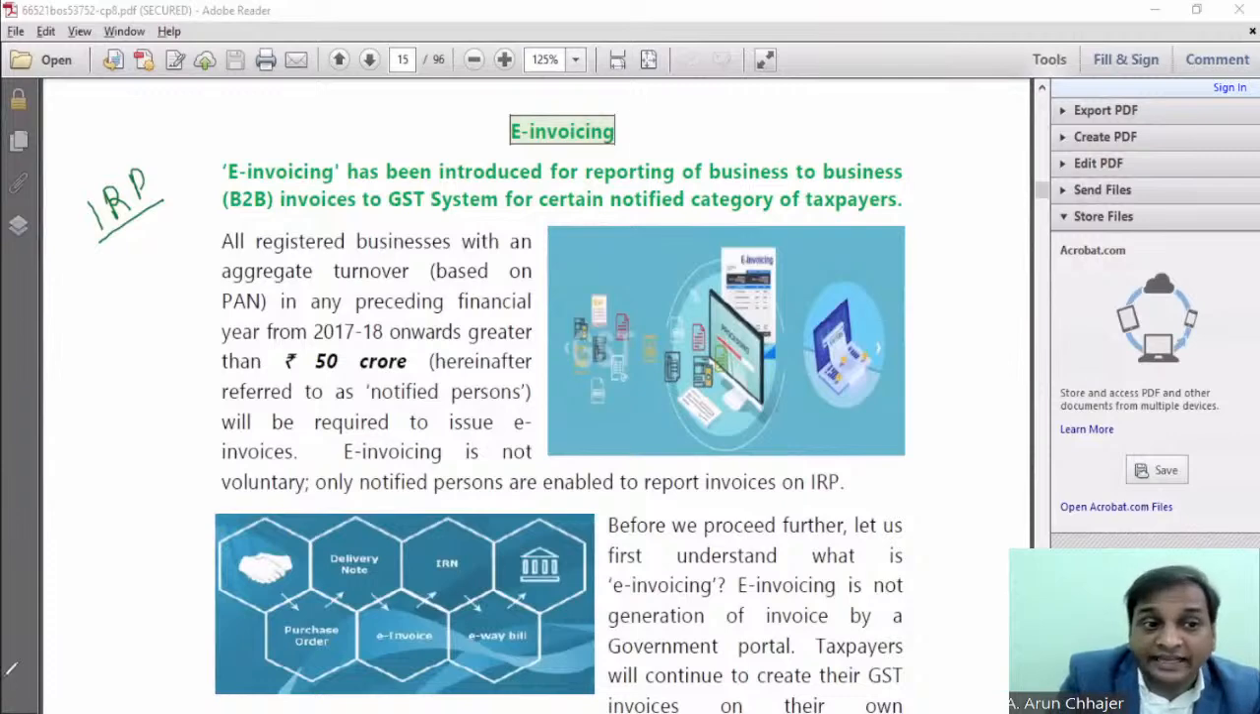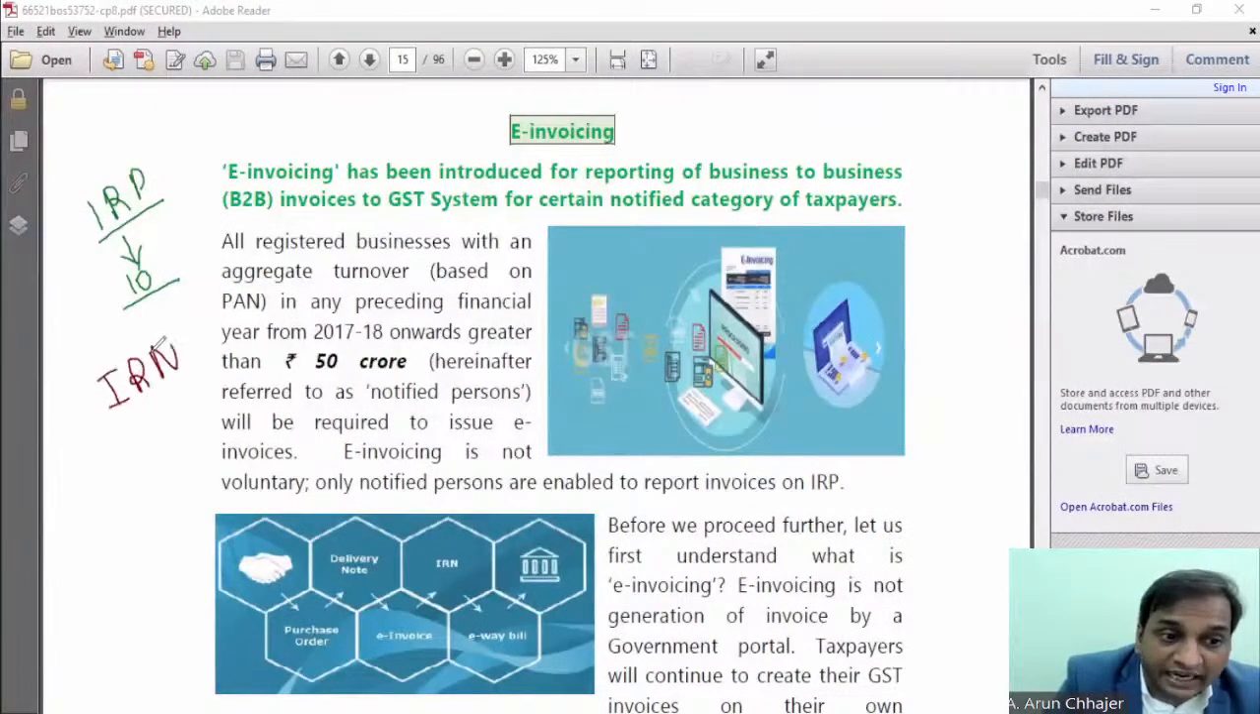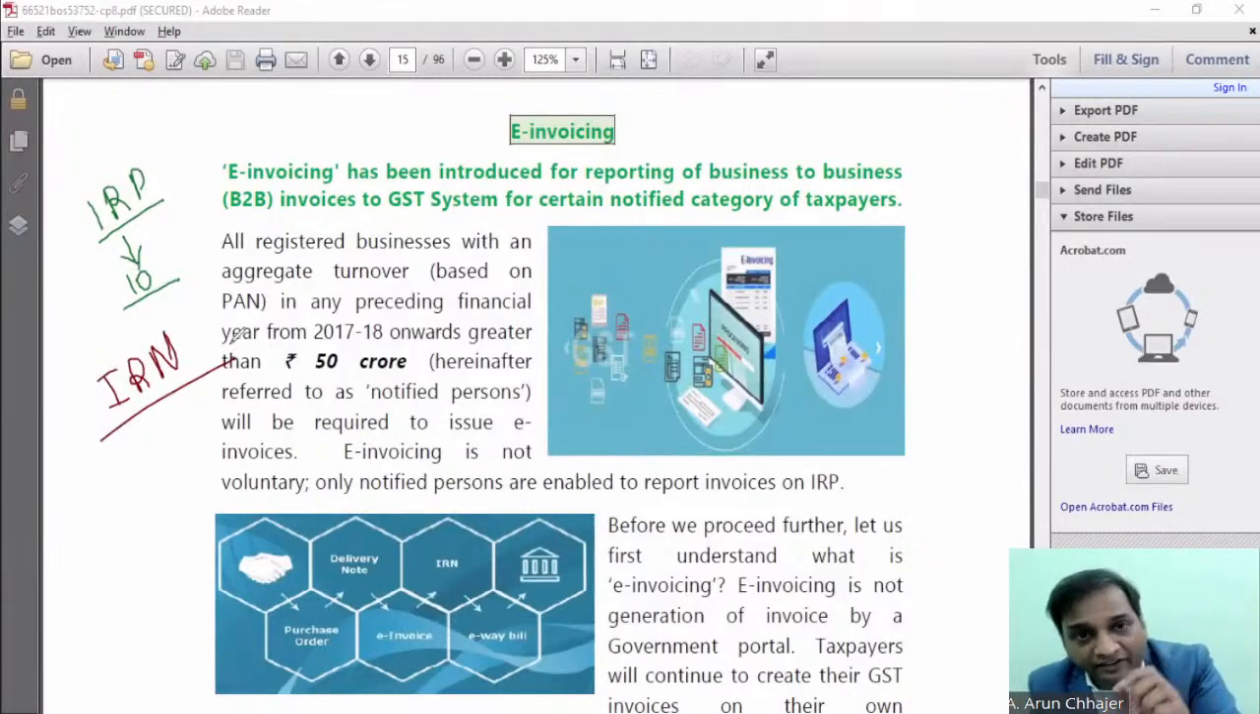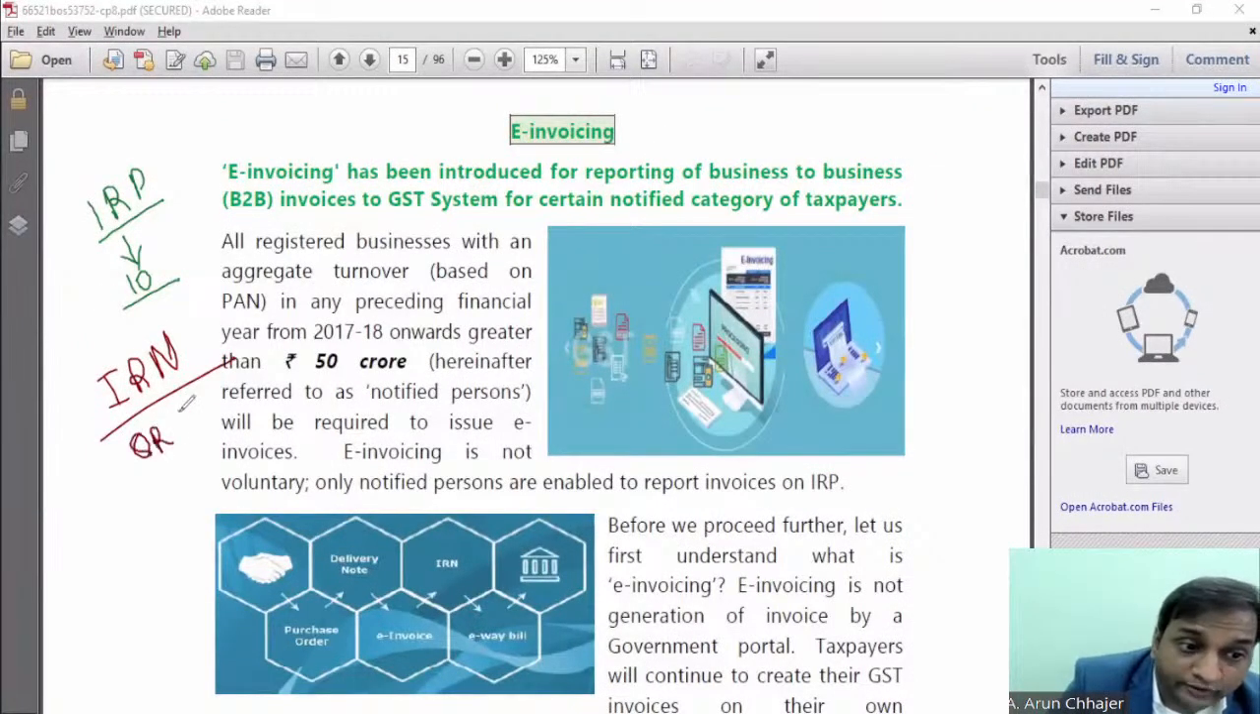Government has provided 10 IRPs. 10 IRPs means 10 portals, so that there should be no problem while generating the e-invoice. When I prepare my invoice, I will report the same in the IRP. Once I report it in the IRP, the system will give me back the IRN. What is the IRN? Invoice Reference Number, along with a QR code.